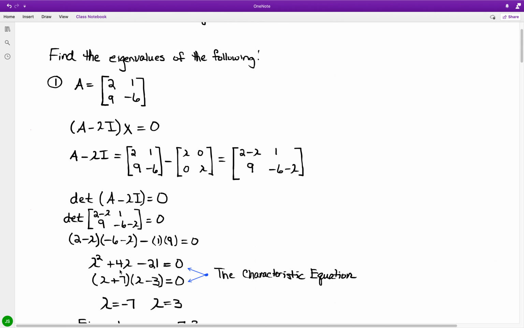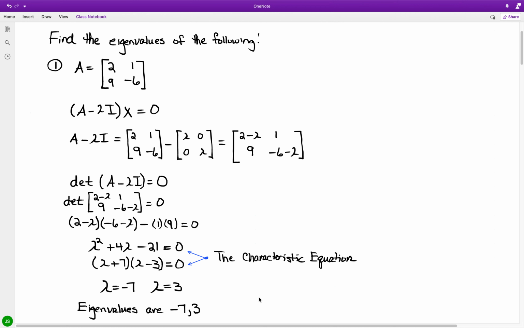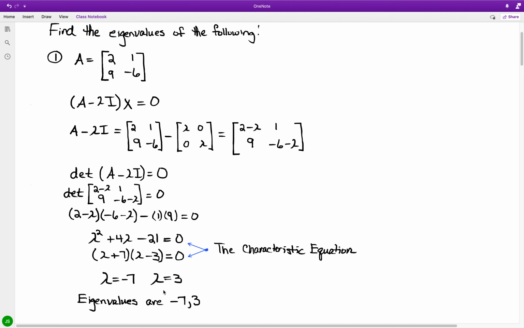in expanded form we have lambda squared plus 4 lambda minus 21 is equal to 0. In the factored form, we have the quantity lambda plus 7 times the quantity lambda minus 3 is equal to 0. Both of these forms, whether expanded or factored, represent the characteristic equation. With the zero product property, or if you were to use the quadratic formula, the values of lambda would be negative 7 and positive 3, and these two quantities are the eigenvalues for this particular 2 by 2 matrix.